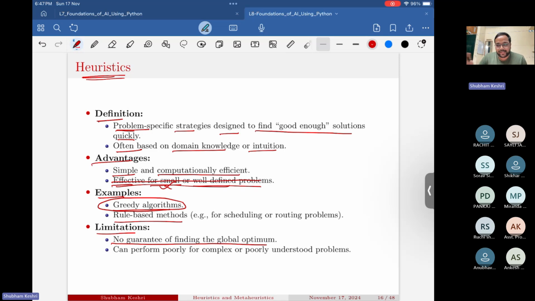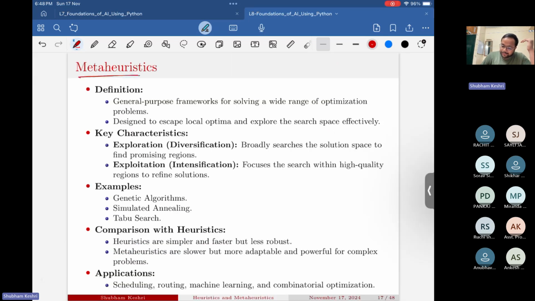Meta heuristics also don't provide any guarantee. So heuristics will also not provide you any guarantee. Meta heuristics will also not provide you any guarantee. Can perform poorly for complex problems. So you see, when we are talking about heuristics and meta heuristics, heuristics depend upon some problem specific characteristics. And if that problem is very complex, coming up with a heuristic to solve that problem becomes difficult. So that is why I have written it can perform poorly for complex problems. Okay. But meta heuristics are general purpose algorithms. So we'll go there.